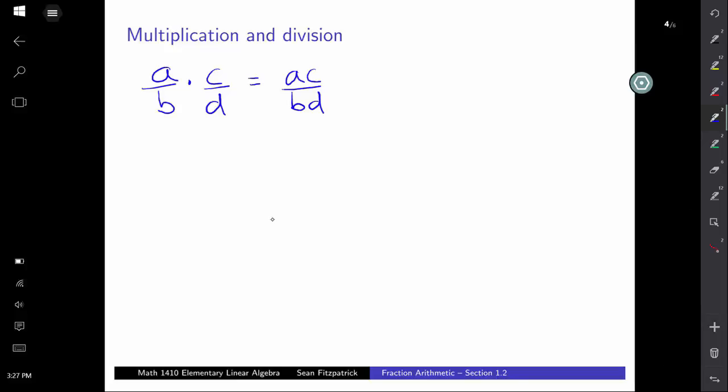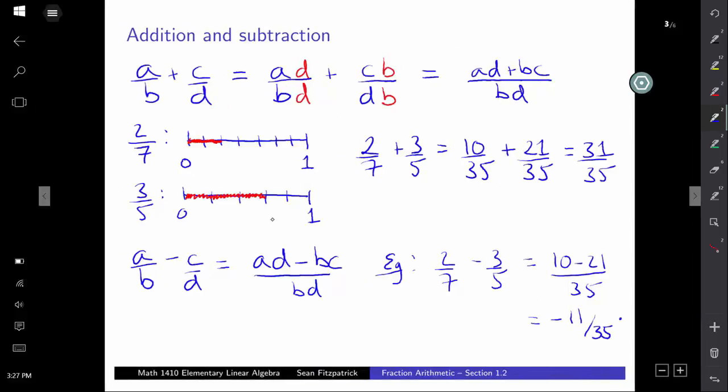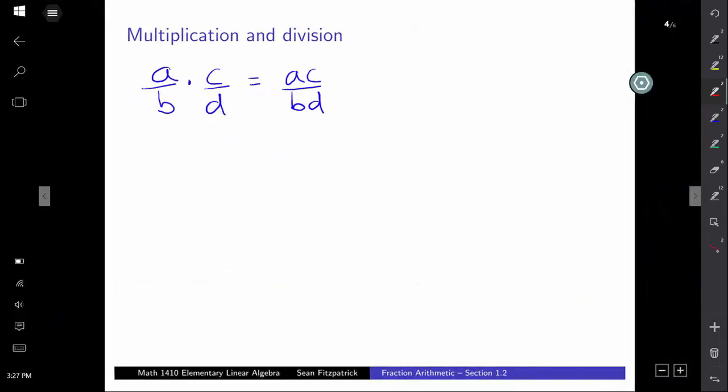Notice that although addition requires a common denominator, the same is not true for multiplication. There's no common denominator involved here. You simply multiply the tops and you multiply the bottoms.